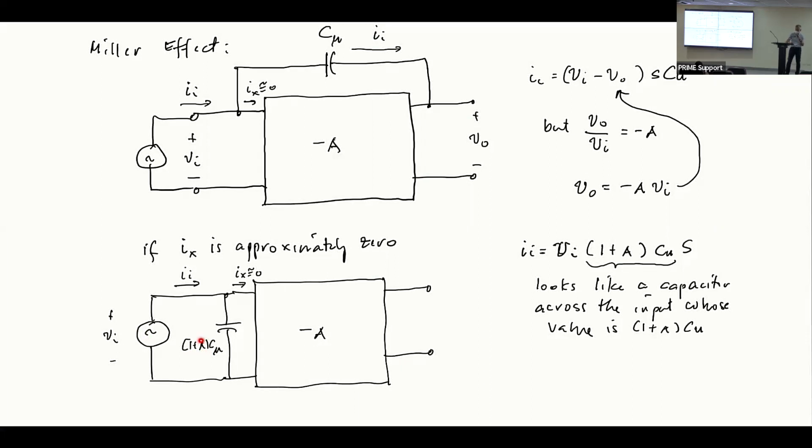If I multiply this by 1 plus A, and then I connect it across my input, I will come up with the same expression for I sub I. The two will act identically. Of course, that relies on the input current being approximately equal to 0.